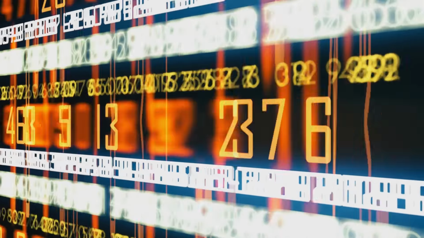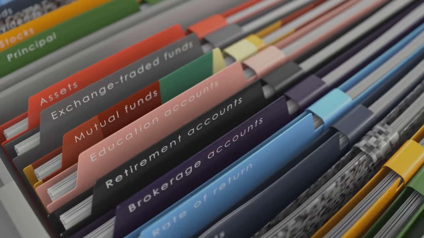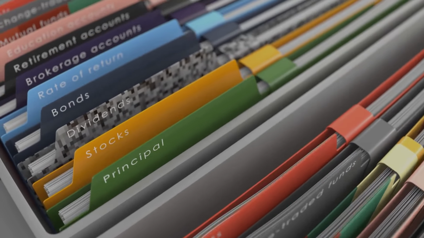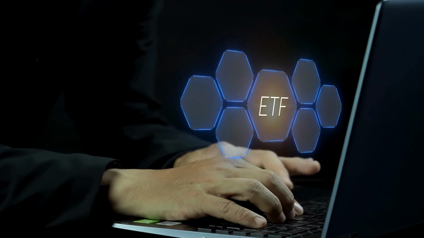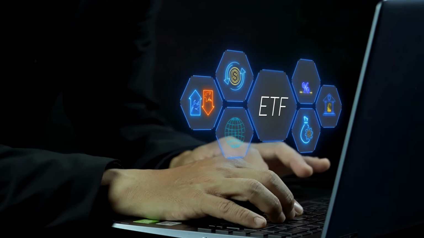10 ETF investment strategies. With so many different types of ETFs on the market to choose from, investors of all kinds have tools available to them to implement investment strategies unique to their goals.